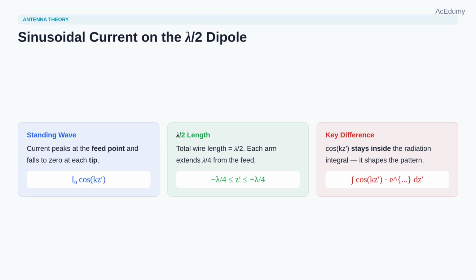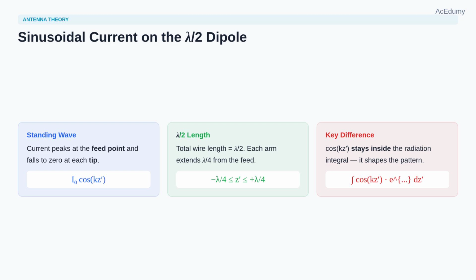On a center-fed dipole of total length L, the current follows a standing wave shape. It peaks at the feed point and drops to zero at each tip. For a half-wave dipole, where the total length equals lambda over 2, the distribution is I0 times cosine of kz prime. This cosine profile is the key difference from the short dipole.